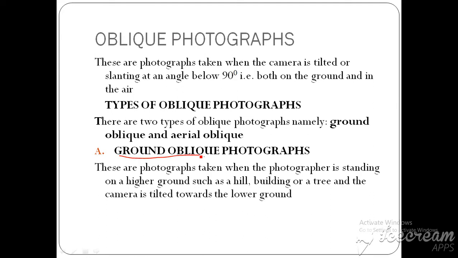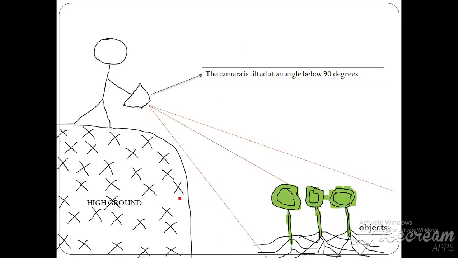So if we begin with the ground oblique photographs, these are photographs taken when the photographer, the cameraman, is standing on a higher ground such as a hill, building or a tree, and the camera is tilted towards the lower ground. Like in this example there, you see that the cameraman is standing on a hill, then he's taking those objects there, the trees. So he has to tilt the camera such that he takes the object which is at a lower ground. That is an oblique photograph.